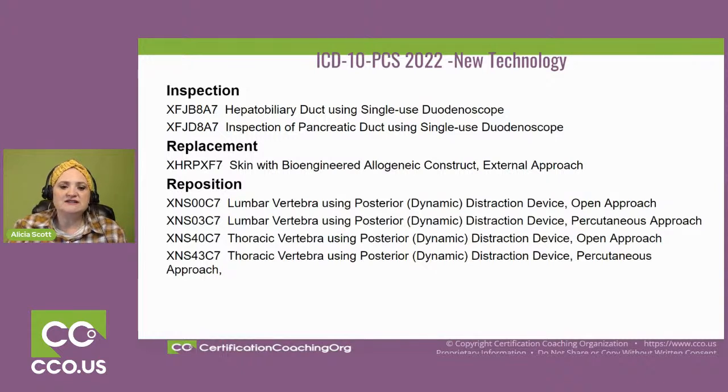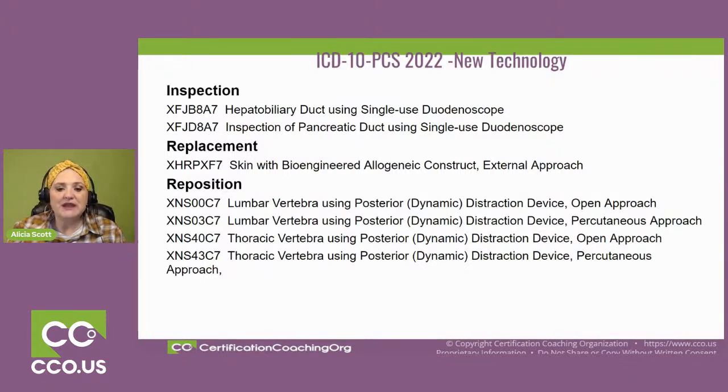Inspection. This is looking at the liver. We're looking at the hepatobiliary duct. That's that little duct between the liver and the bile duct. And we're going to use a duodenoscope, single use. And then we can also look at the pancreatic duct, single use duodenoscope. And do you know where the duodenum is? That's where the duodenum scope is, where you're going in and looking at that.